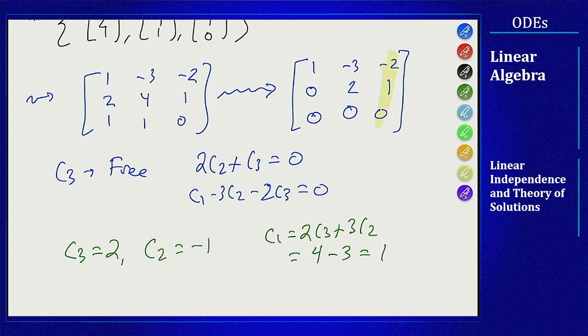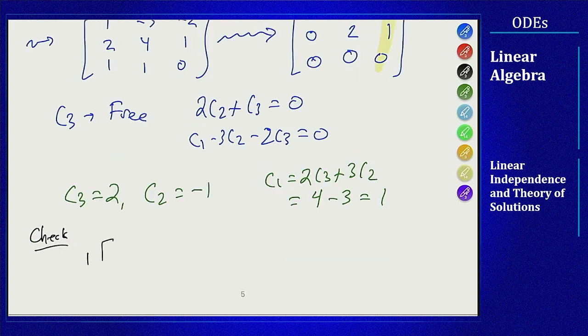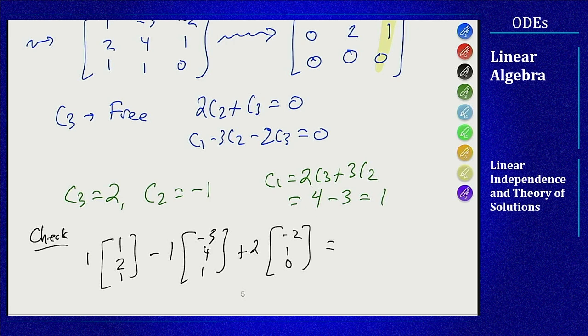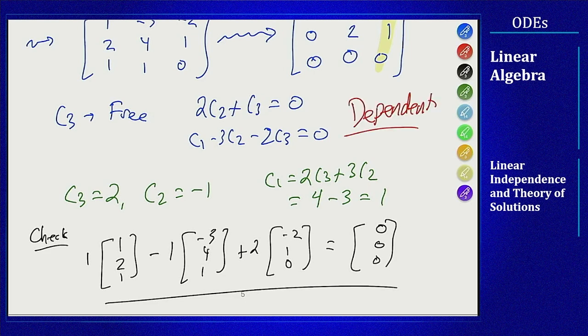So as a quick check of that, if we take 1 times our first vector, minus 1 times our second vector, plus 2 times our third vector, and add that up, you'll see we get 1 plus 3 minus 4 is 0, 2 minus 4 plus 2 is 0, and 1 minus 1 is 0. We have found a linear combination that adds to 0, and therefore these are linearly dependent. So 2 examples, one that shows how you get independence, one that shows how you get dependence.